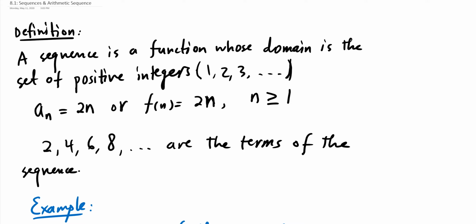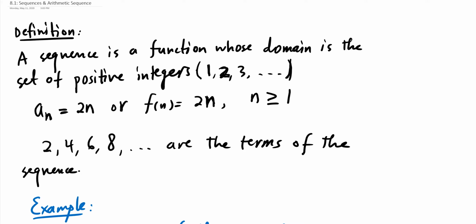The definition of a sequence: we define it as a function whose domain is the set of positive integers. And what are the positive integers? Those that start at 1. So 1, 2, 3, 4, those are the positive integers. And to write down a sequence, there are several notations. Some people write a sub n equals 2n, or you can write f of n equals 2n. If n is not specified, it automatically means n is bigger than or equal to 1. So n is 1, 2, 3, 4.